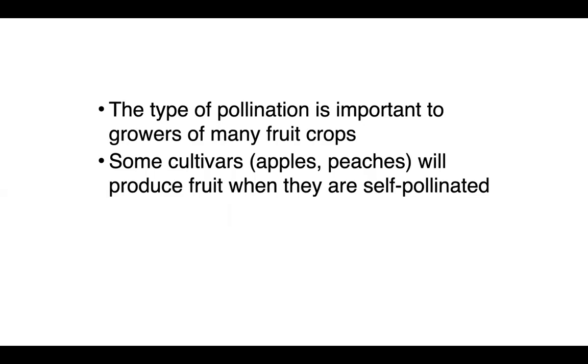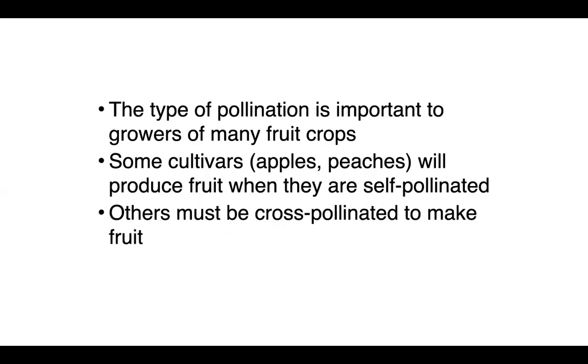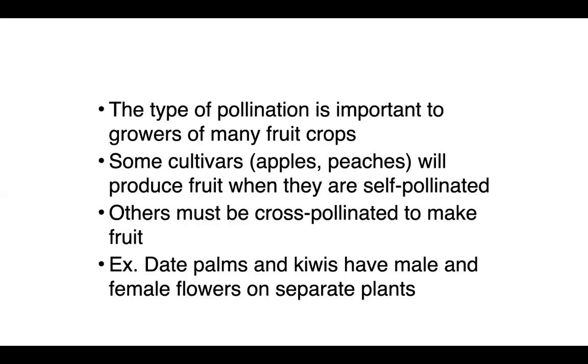But some cultivars only produce fruit if they're self-pollinated. Other cultivars have to be cross-pollinated in order to make fruits. For example, kiwis have male and female flowers on separate plants, so they only pollinate through cross-pollination.